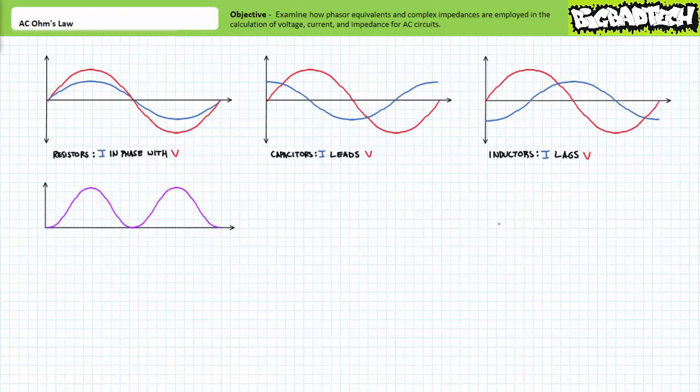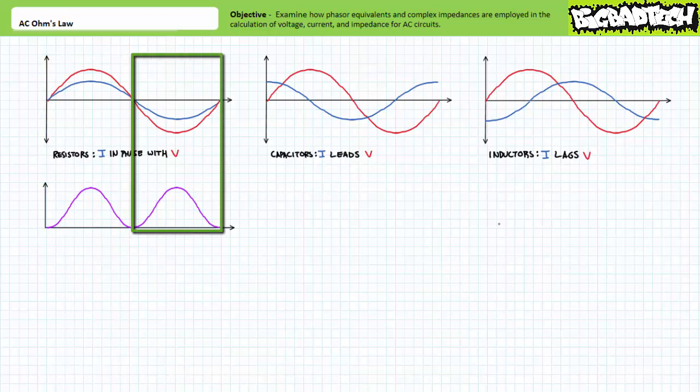Power, the product of voltage and current, for passive elements like resistors will always be positive, where positive power is defined as power being dissipated by the passive element. Periods of positive voltage times positive current yield a burst of positive power, as do periods of negative voltage times negative current.